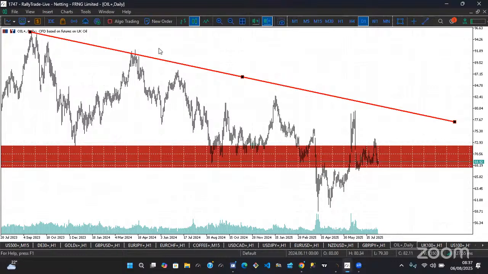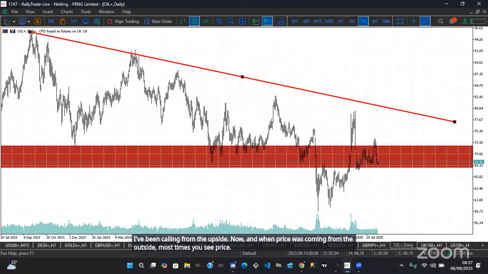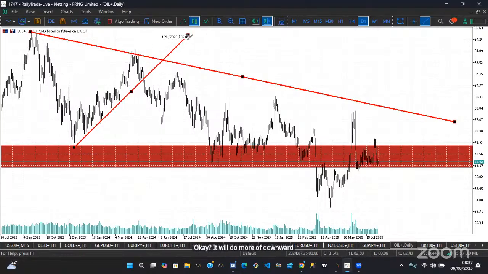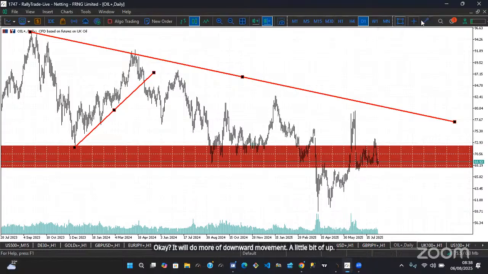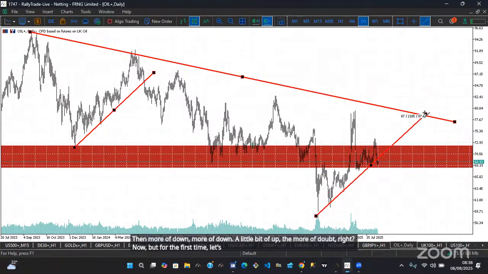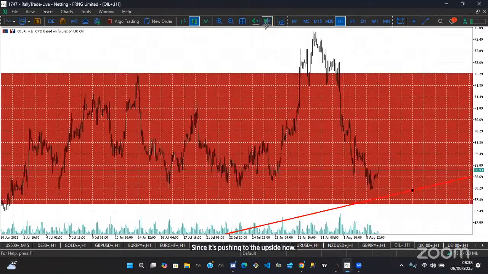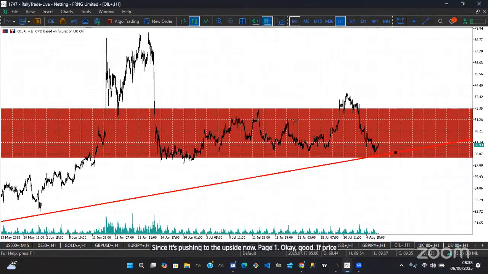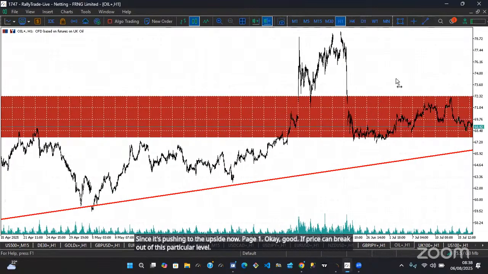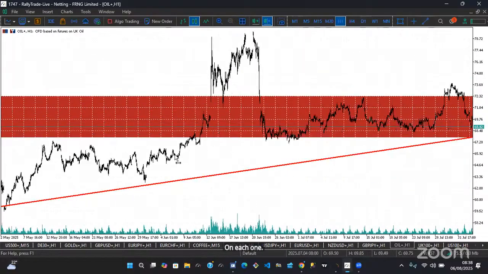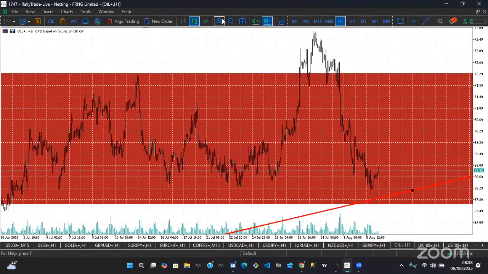Now, when price was coming from the upside, most times you see price do more of downward movement, a little bit of up, then more of down, a little bit of up, then more of down, right? But for the first time, let's see if price breaks out of this particular level, since it's pushing to the upside now, on H1. Okay, good. If price can break out of this particular level on H1, on oil.